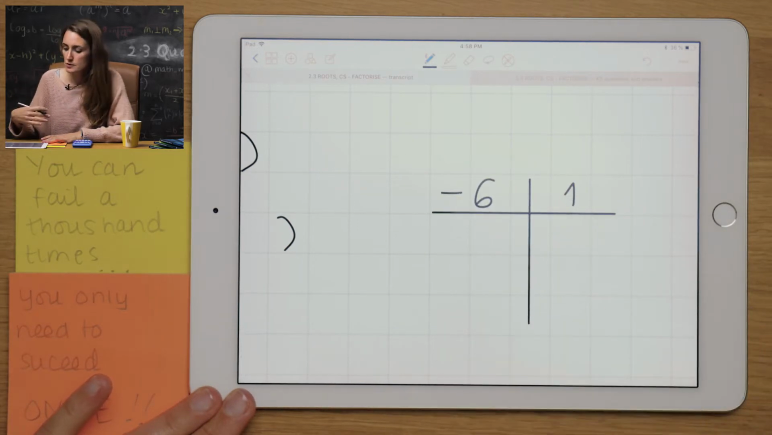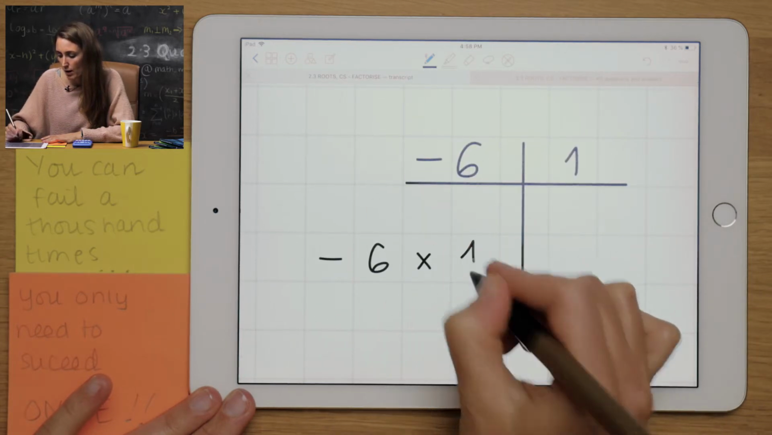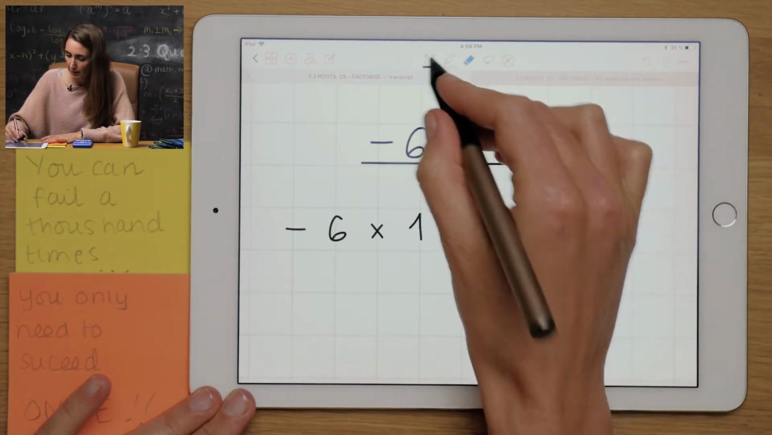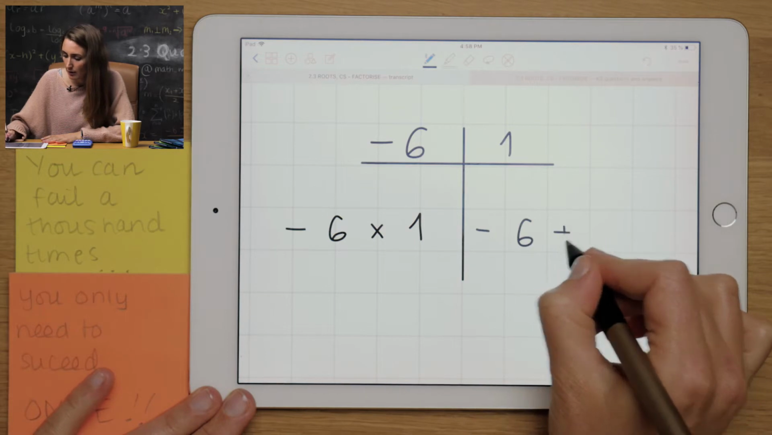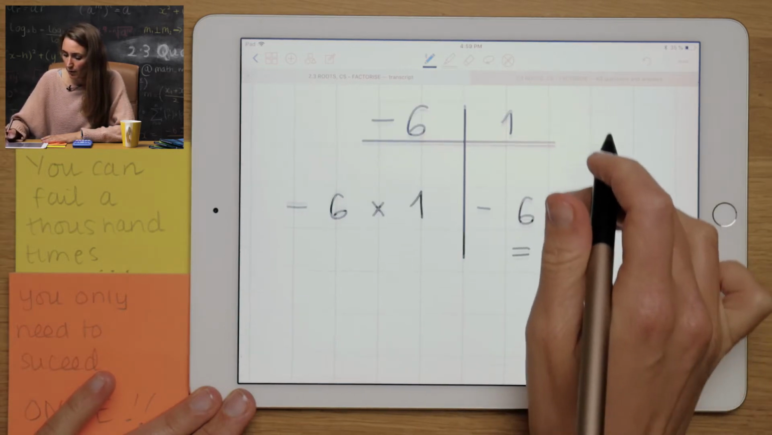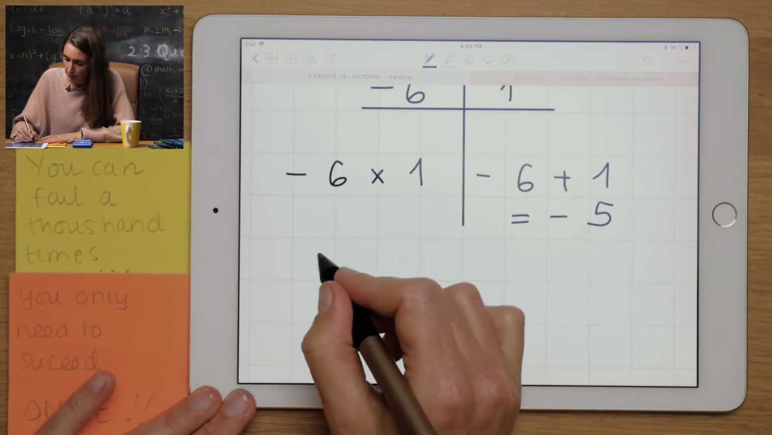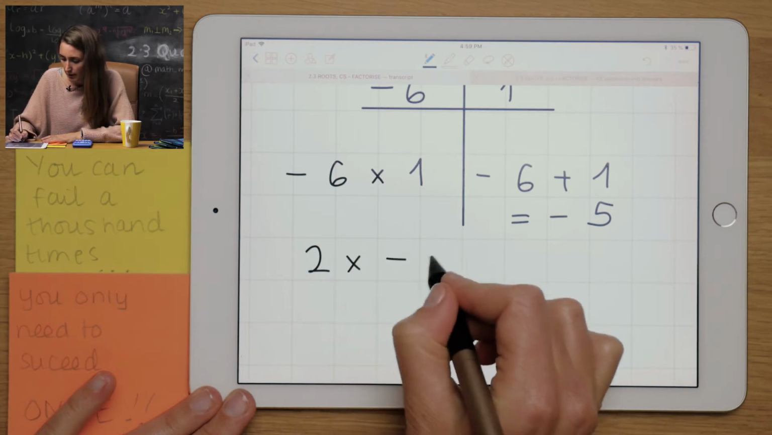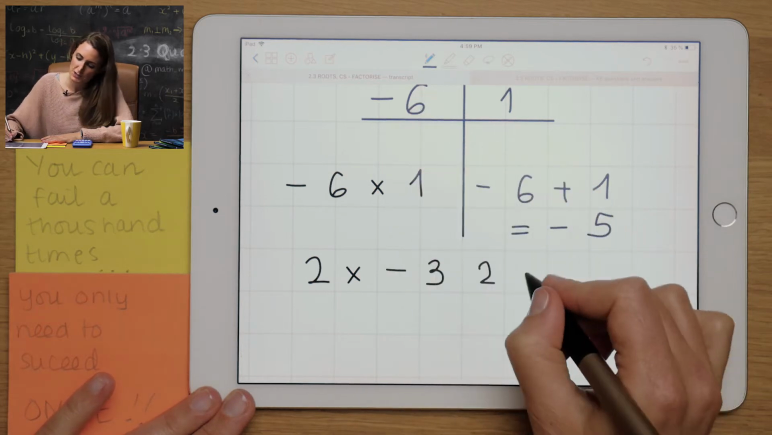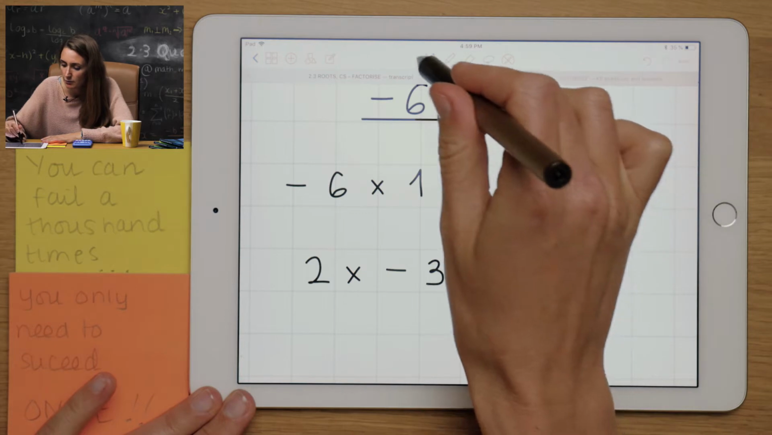So let's do an example so you can see how this works. I could say minus 6 times 1. Minus 6 times 1 would multiply for minus 6. But minus 6 plus 1 would be minus 5. And I'm looking for 1. So I can have another attempt. I can say, for example, 2 times minus 3. That would multiply for minus 6, but 2 minus 3 would be minus 1. And I'm looking for plus 1.